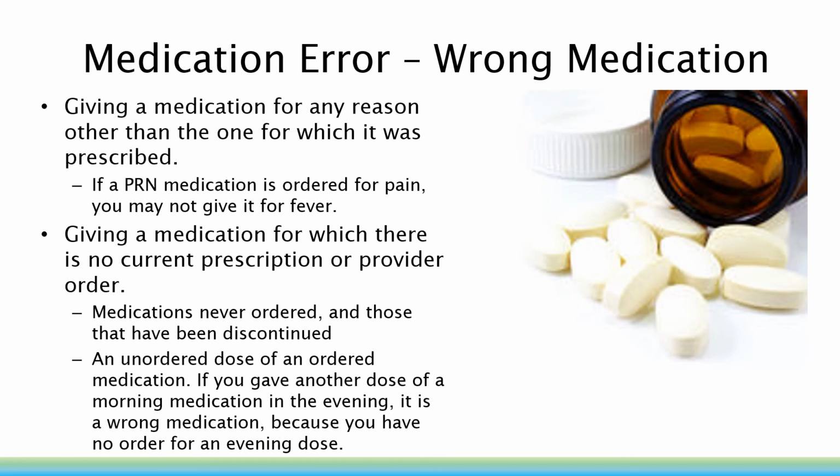Medication error, wrong medication. Giving a medication for any reason other than the one that is prescribed is an error. If a PRN medication is ordered for pain, you may not give it for fever. Giving a medication for which there is no current prescription or provider order, medications never ordered or those that have been discontinued, or an unordered dose of an ordered medication.